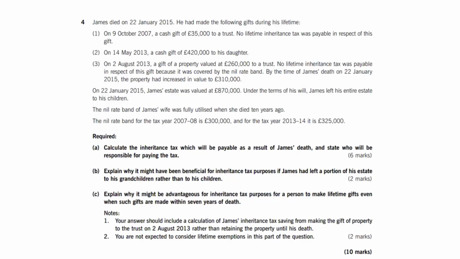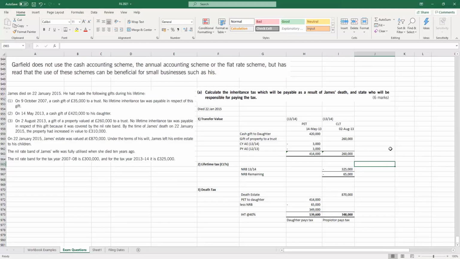Okay. So talk me through what we have here, please. So the first cash gift is exempt, so I don't need to include it. The second one, the 420,000, I've got it here. Tax year 13-14. And then I've got the CLT of 260,000 into a trust.